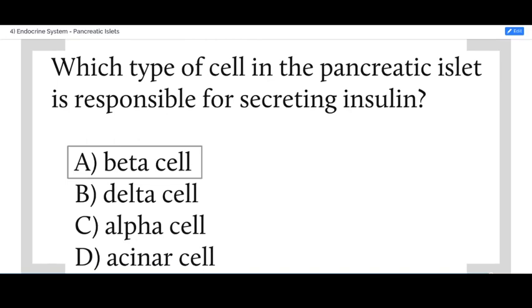The beta cells are responsible for secreting insulin. Alpha cells are responsible for secreting glucagon. There's also a delta cell and a gamma cell, which we aren't discussing in this course, but they also play a part. And then the acinar cell, or the acini cell, is the exocrine cell that's secreting digestive juices.